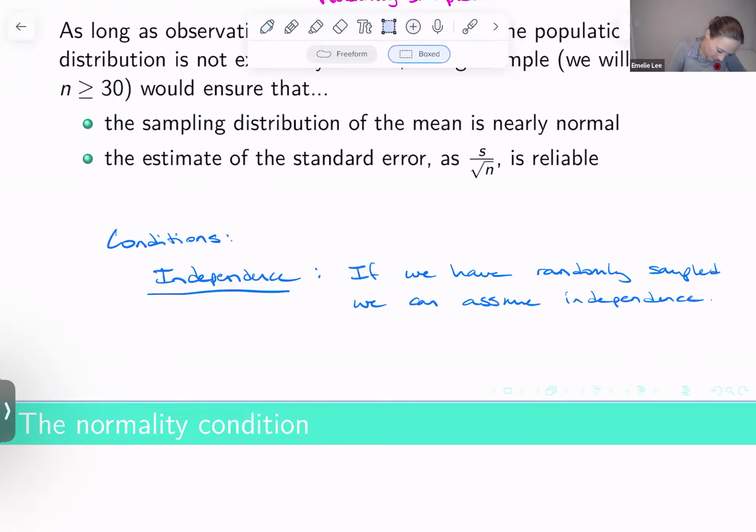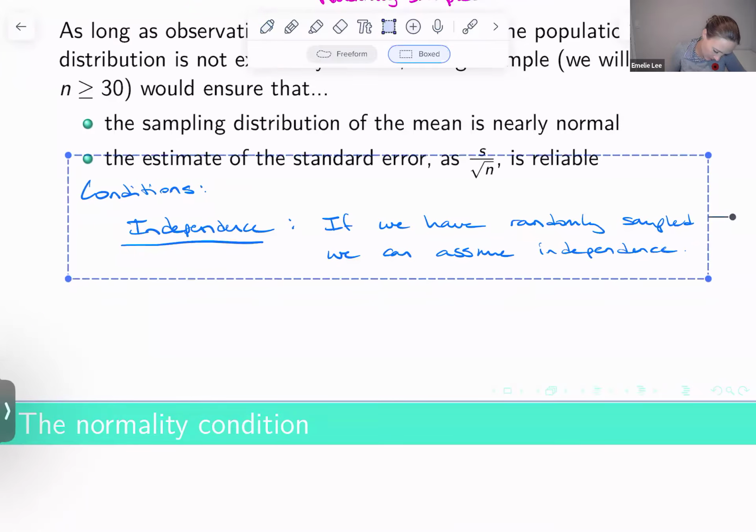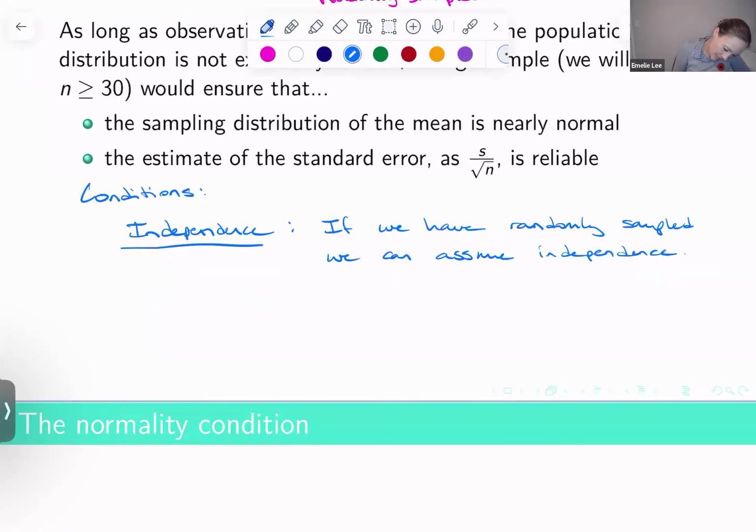And so then the normality condition, which we sometimes call the sample size condition, is two-pronged. If n is greater than or equal to 30, so if you have more than 30 in your sample size, we can assume normality.